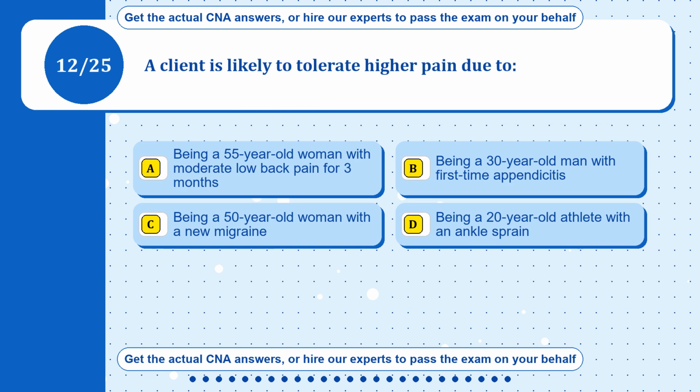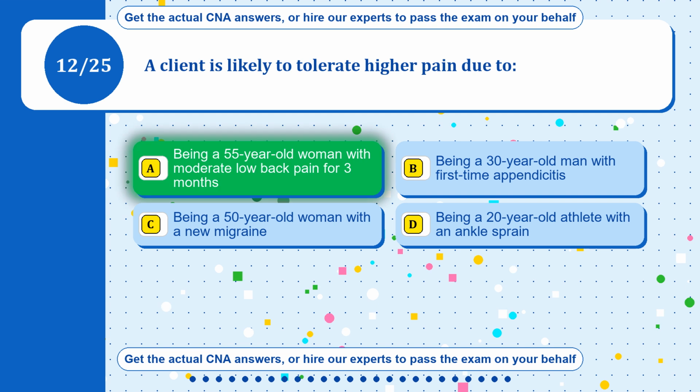Question 12. A client is likely to tolerate higher pain due to which of the following? Option A. Being a 55-year-old woman with moderate low back pain for 3 months. Option B. Being a 30-year-old man with first-time appendicitis. Option C. Being a 50-year-old woman with a new migraine. Option D. Being a 20-year-old athlete with an ankle sprain. The correct answer is option A.